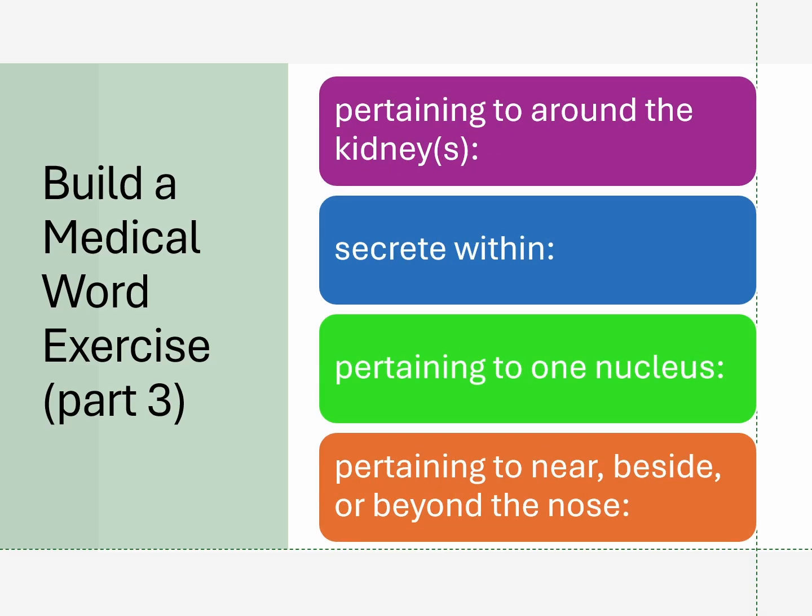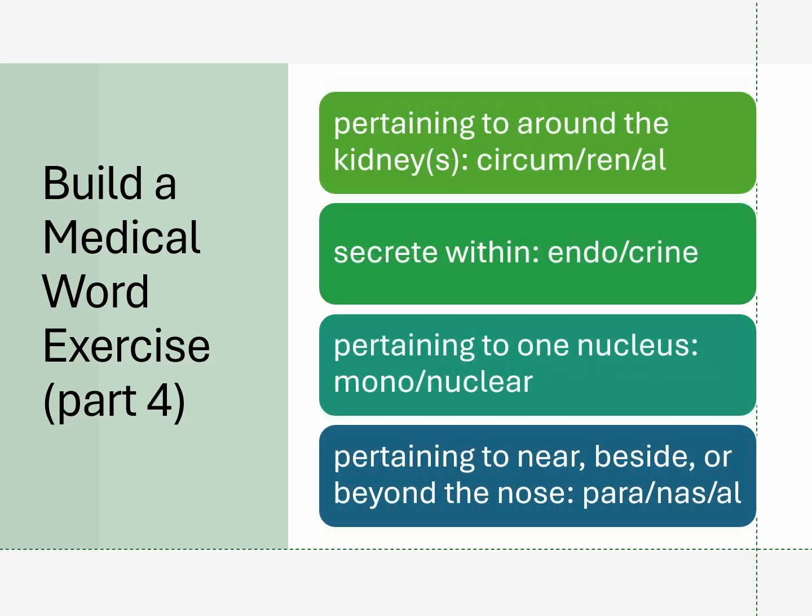Here's another set of exercises. Pertaining to around the kidneys. Secrete within. Pertaining to one nucleus. And pertaining to near, beside, or beyond the nose. And the answers: pertaining to around the kidney is circumrenal, secrete within, endocrine, pertaining to one nucleus, mononuclear, pertaining to near, beside, or beyond the nose is paranasal.